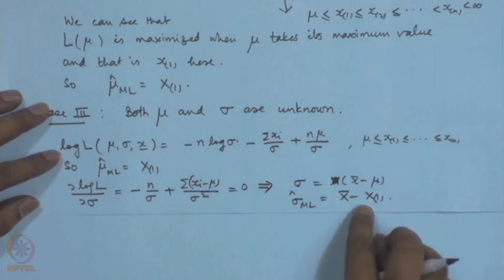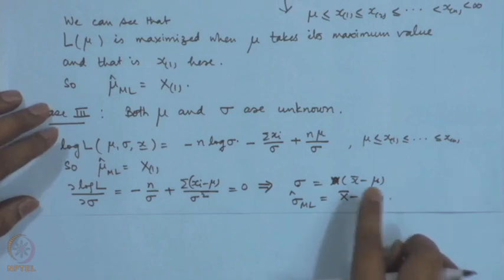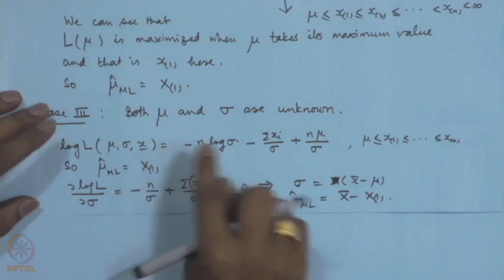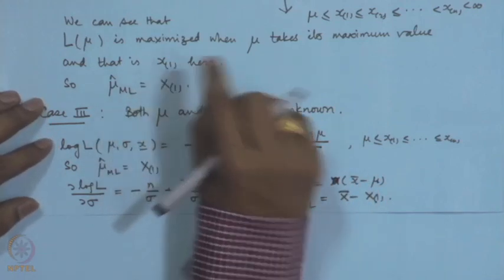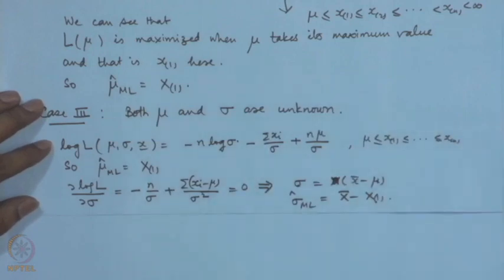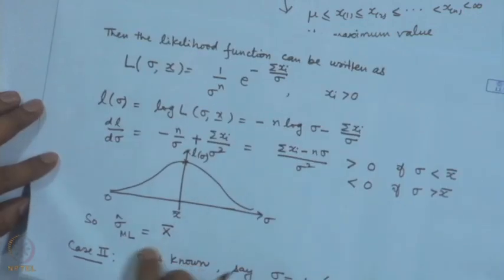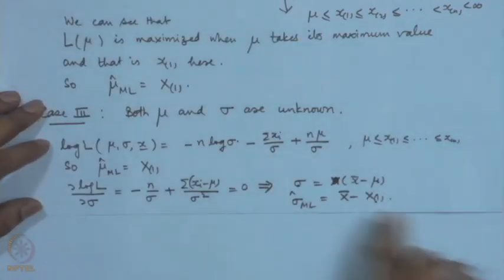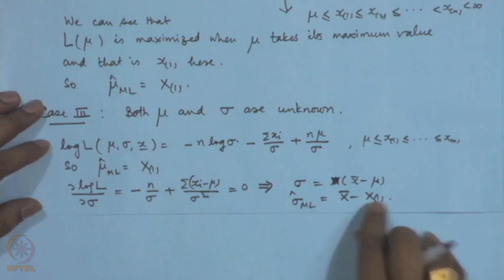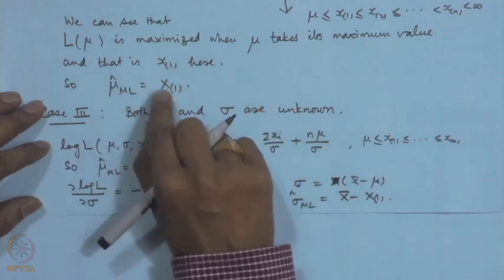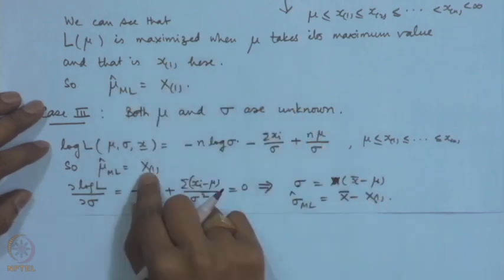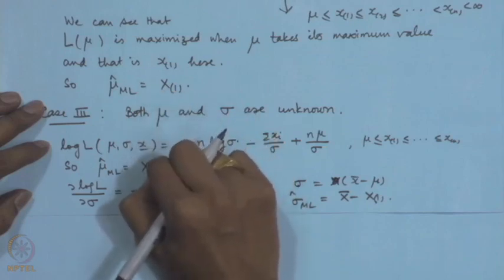Now, you can see here the effect of partial information and the effect of no information. When the partial information about the parameters was there, then in the case of the estimator of sigma, we got x bar, but now you see it is changed to x bar minus x_1, whereas the effect on the estimation of mu is not there. Whether sigma was known or unknown, the estimation of mu is still the same.